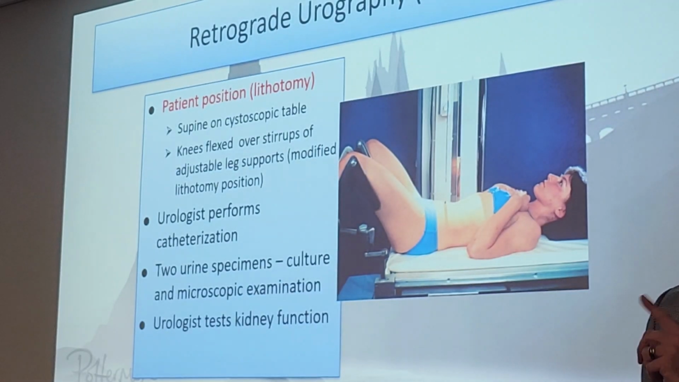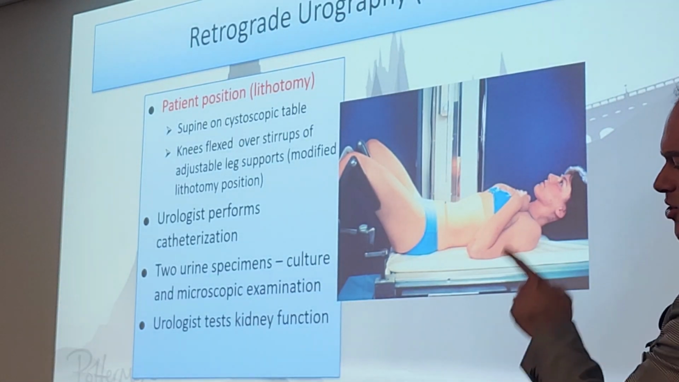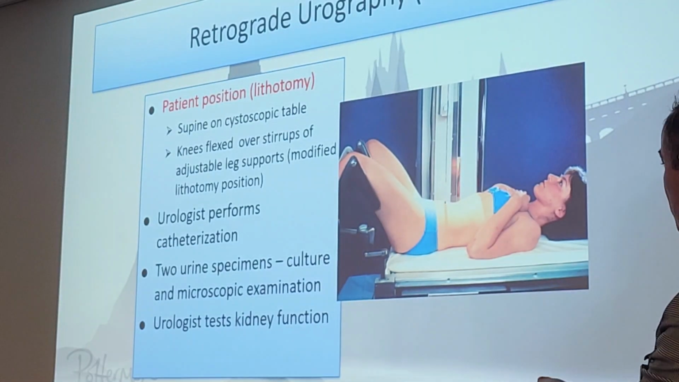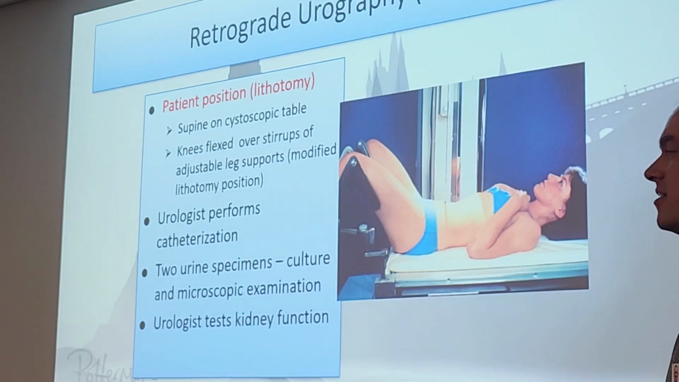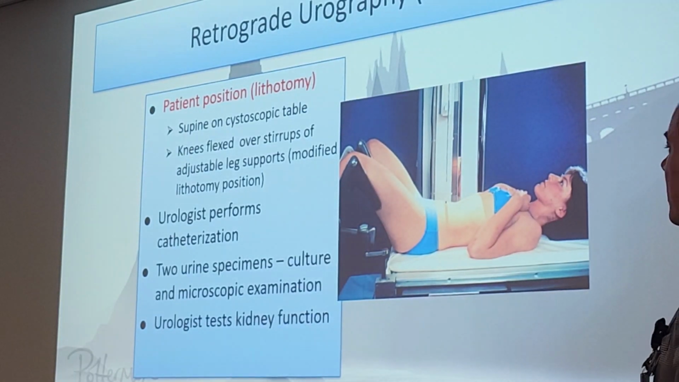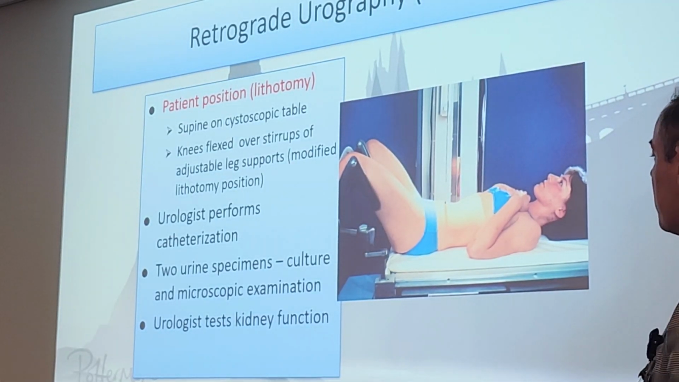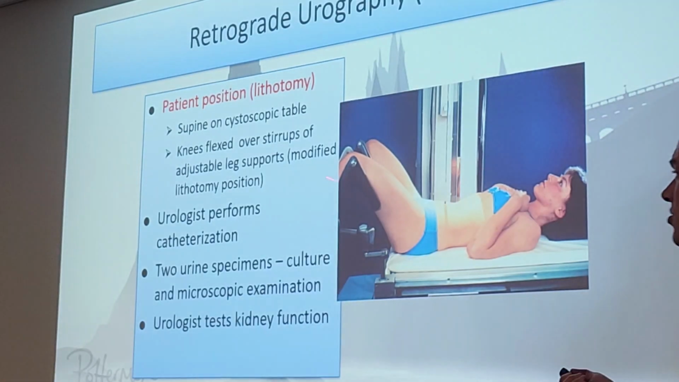So, we're gonna utilize that position all the way back from semester 1, guys. Y'all remember the lithotomy position? This is where the lithotomy position comes into play. They'll be supine on a cystoscopic table, that's a specialized table, which is why they have the specialized rooms. Knees will be flexed over stirrups, and they have adjustable leg supports to put them in the lithotomy position. Urologists will perform the catheterization, thank goodness.